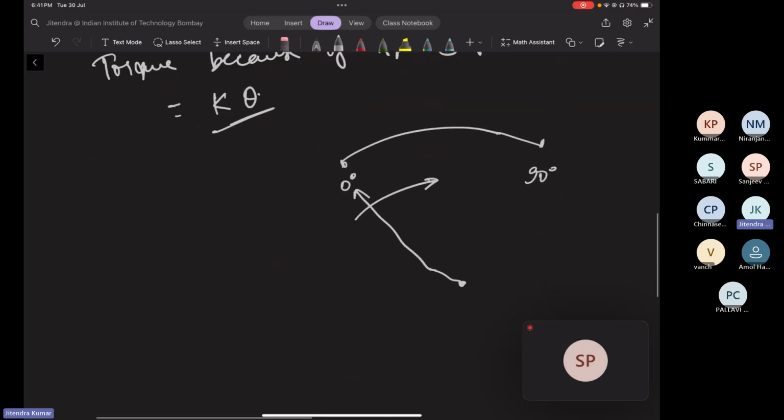So this is theta. Let's suppose your needle has come over here, so this is 45 degrees. So K into 45 degrees is equal to N B I A. So the deflecting torque is equal to the spring torque. Basically, at equilibrium, the needle will be standstill. So you can calculate theta, and K also. K is nothing but the spring constant.